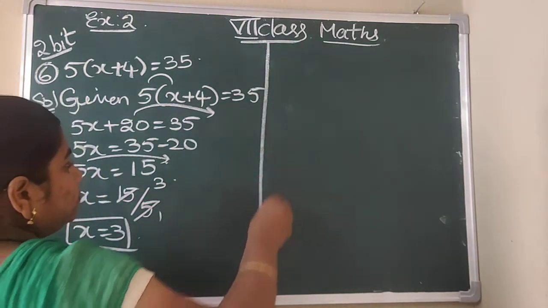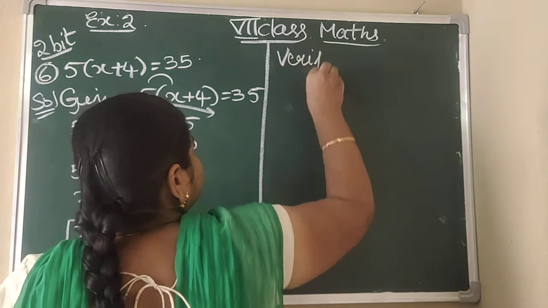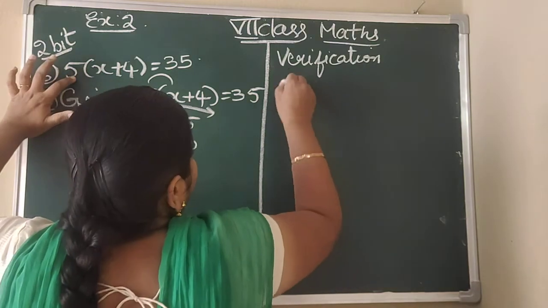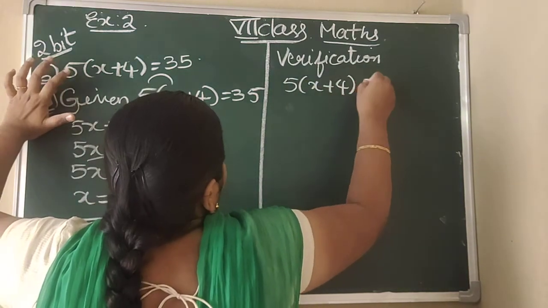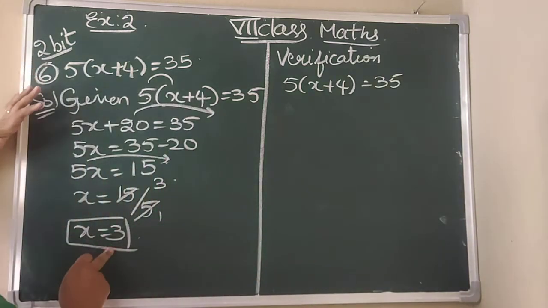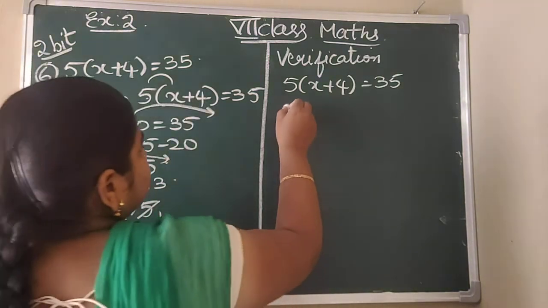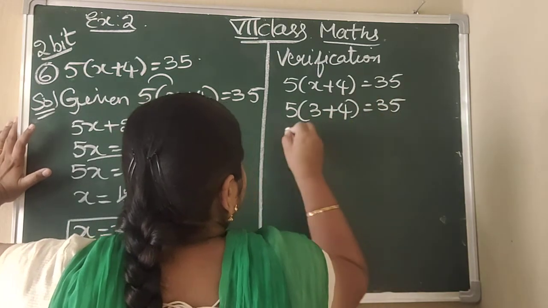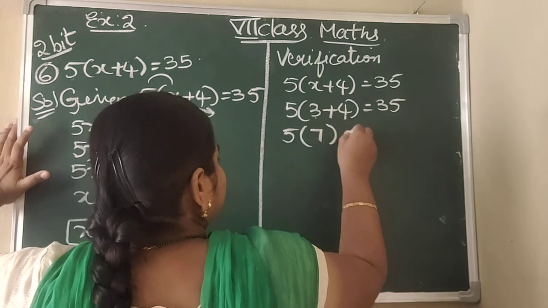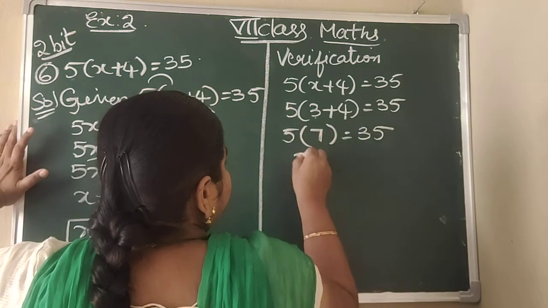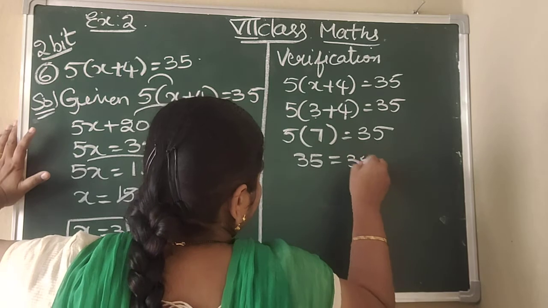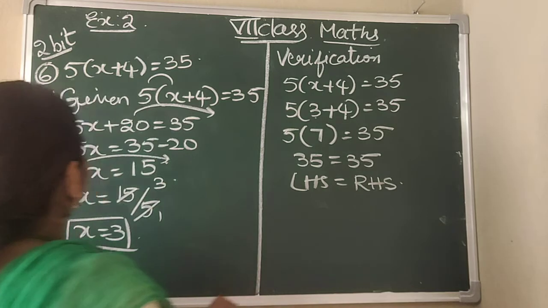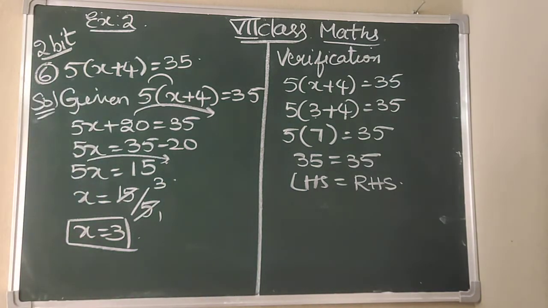Now we have to check our answer. So verification. 5 into (x plus 4) is equal to 35. In place of x we have to substitute 3 here. So 5 into (3 plus 4) is equal to 35. 5 into 7 is equal to 35. 7 fives are 35. So 35 is equal to 35. So you got the LHS value equal to the RHS. So this is our sixth solution.